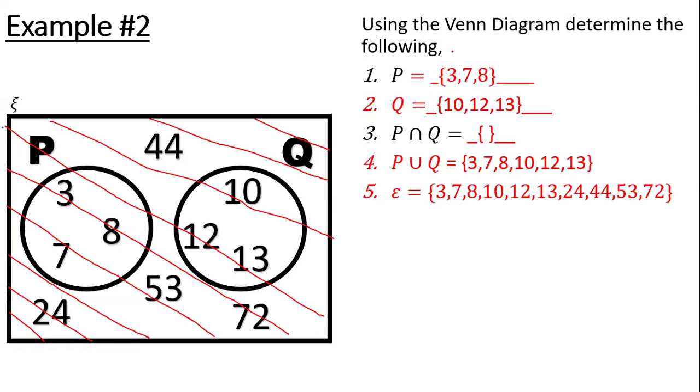Yes, sir. How do we get the universal set? By putting all the elements inside the rectangle, and all of them in the circles. Yes, very good.